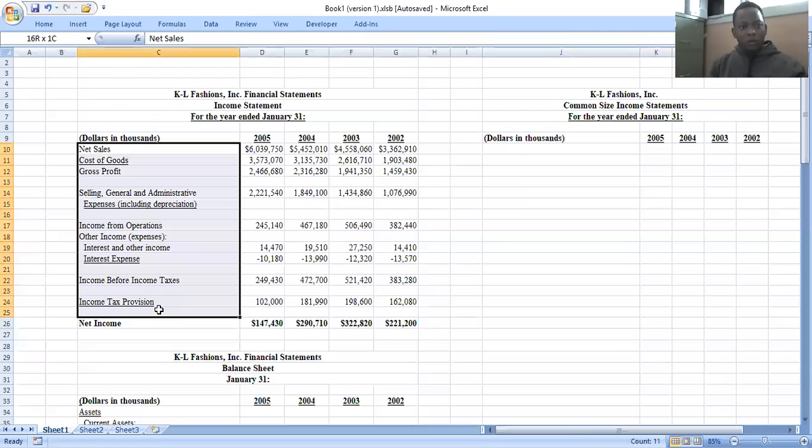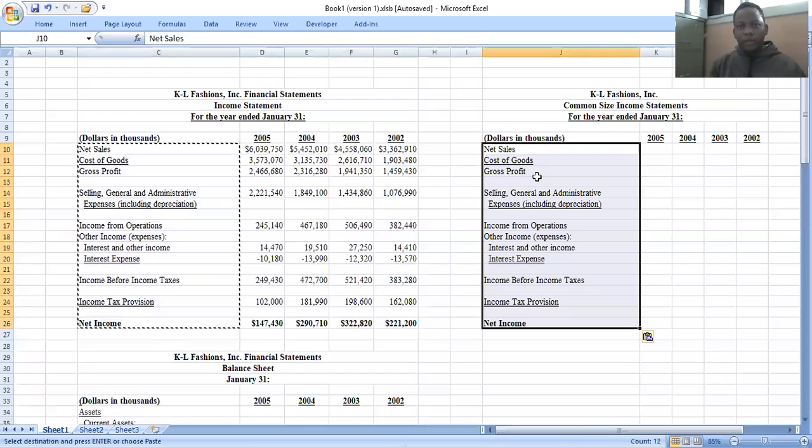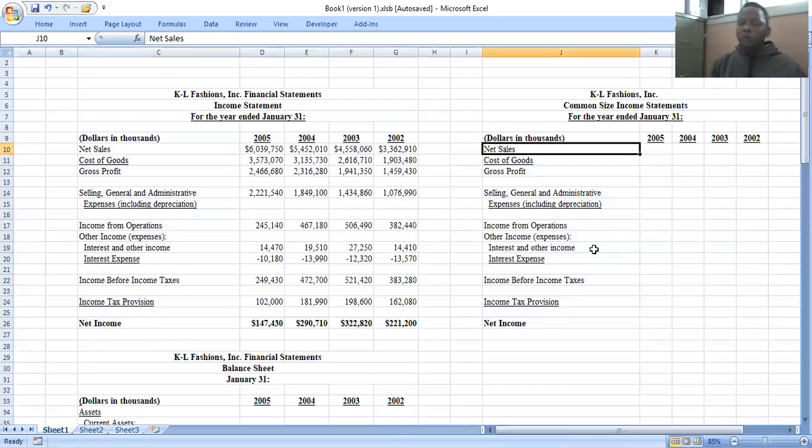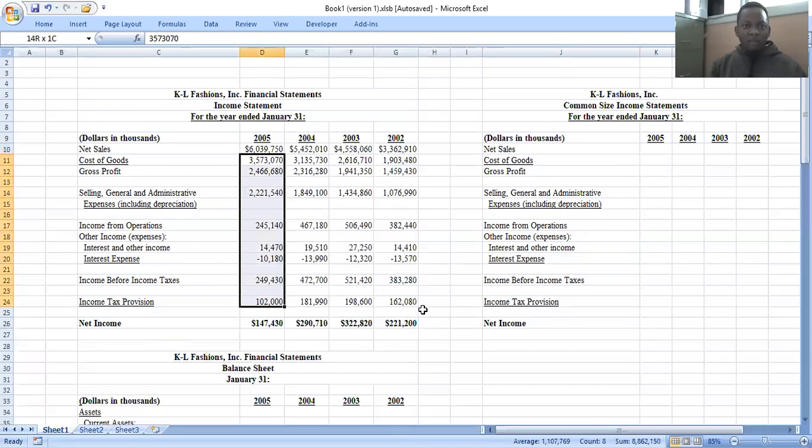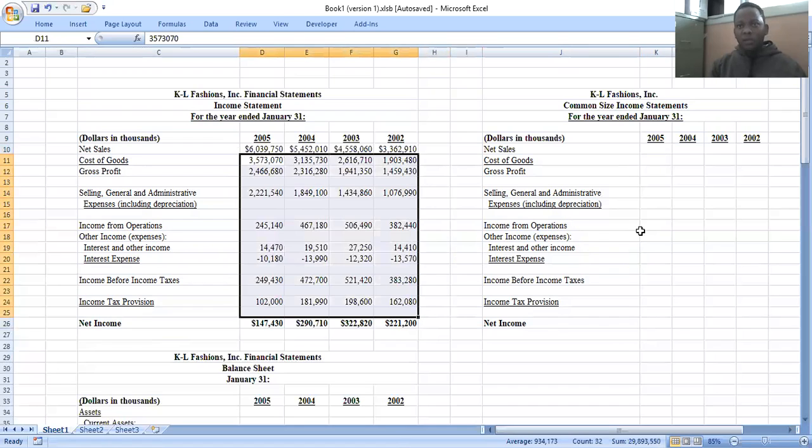So we can copy these items to our solution. Now here we can do a common size financial statement of K&L Fashions Incorporated. For the income statement, the base item or the reference item is the net sales. We shall therefore divide all of these items by sales to get the common size income statement.